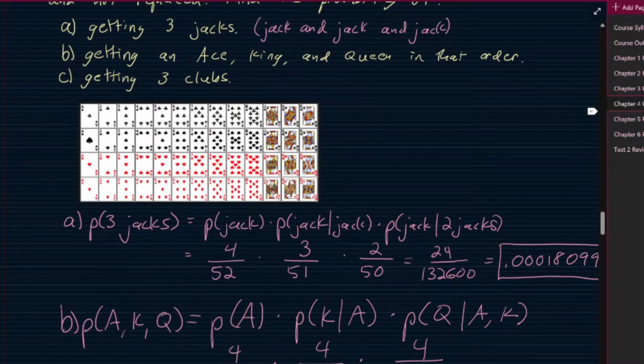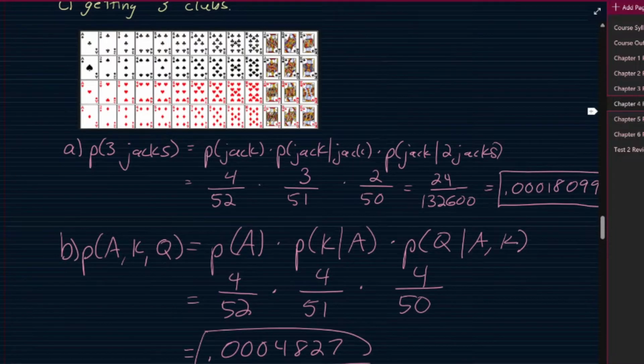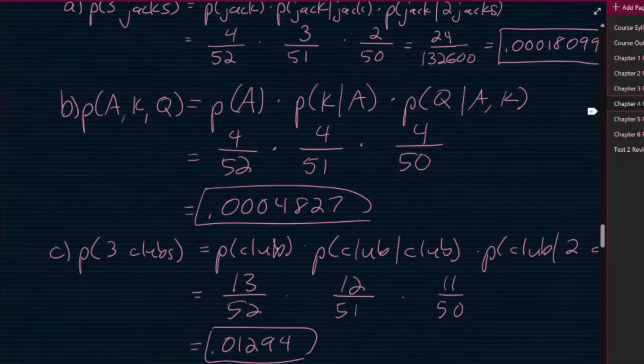We want to get an ace, a king, and then a queen. So that would be 4 out of 52 times 4 out of 51 times 4 out of 50, right? Because once we pull the ace, there's still 4 kings left, so we don't change the numerator, but there's 51 cards, so we do change the denominator. Remember, it would look like this.